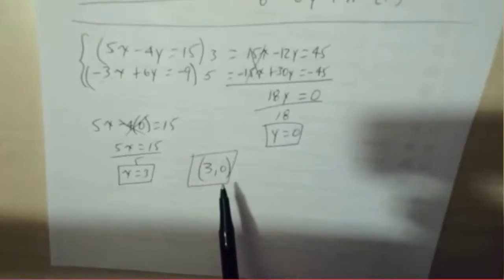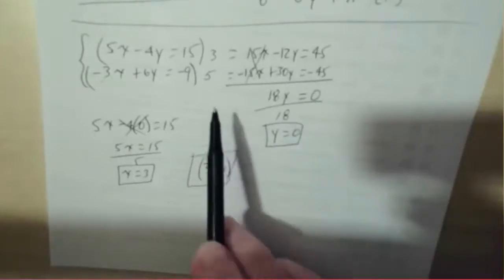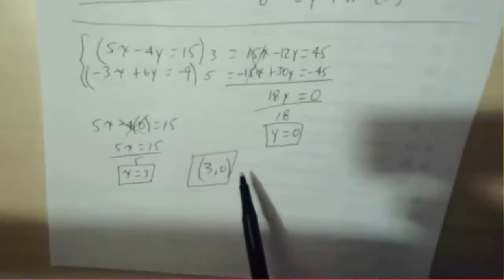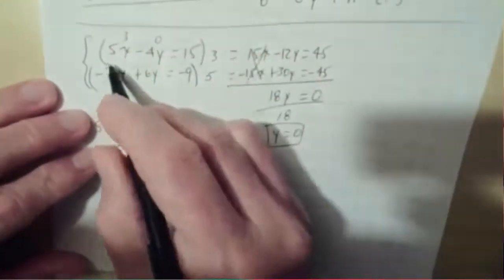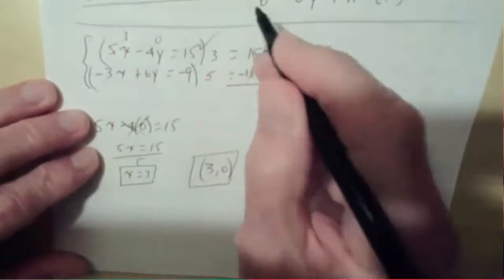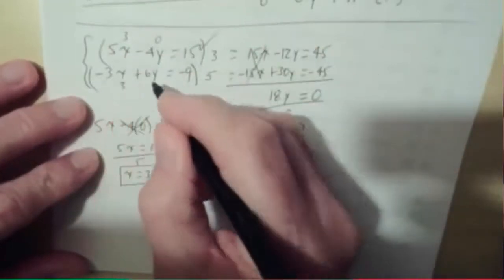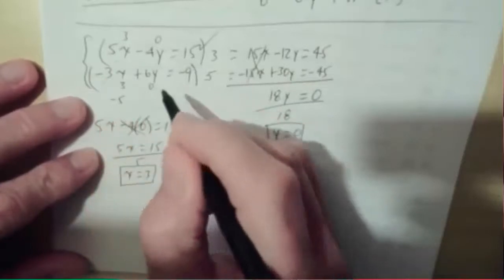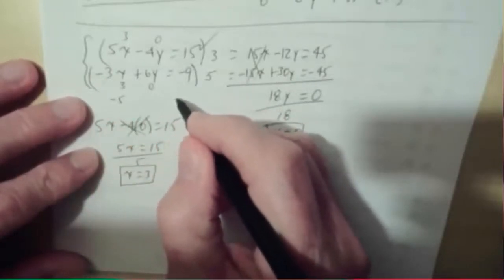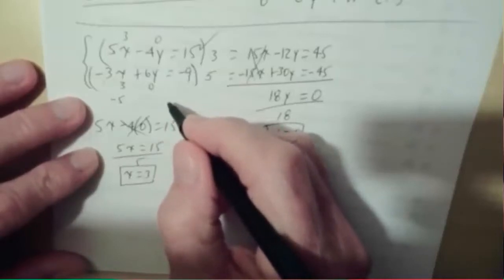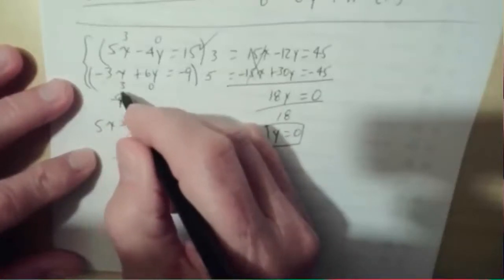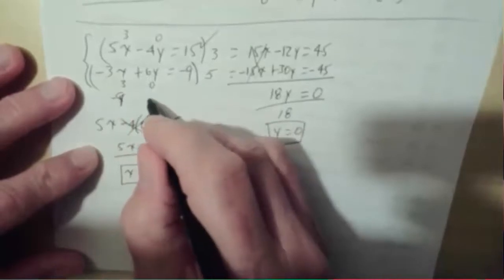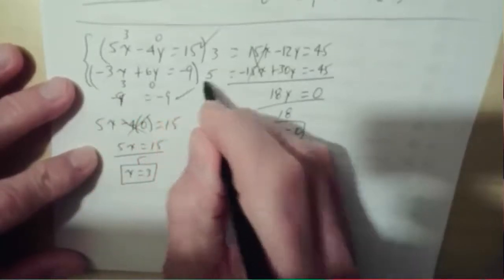It's suggested that you plug both of these into both equations and see if they work. Well, let's do this one real quick. X is 3, y is 0. 15 minus 0 is 15, so it works. And again, 3 and 0. So negative 9 plus 0, negative 9. 3 times 3 is 9. Now, negative 9 equals negative 9, so yes, they both work.